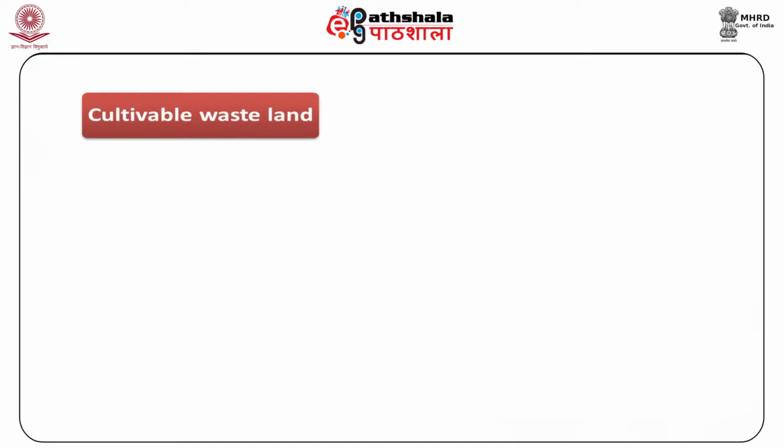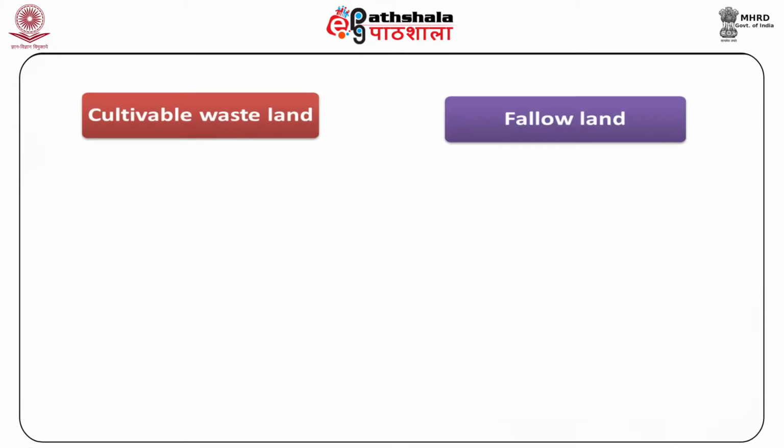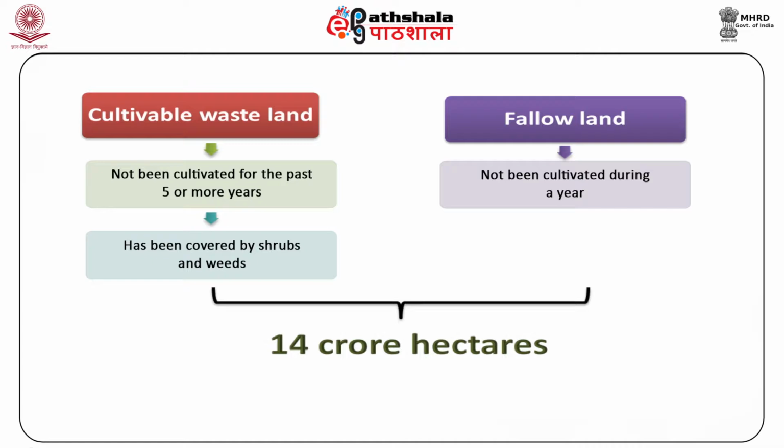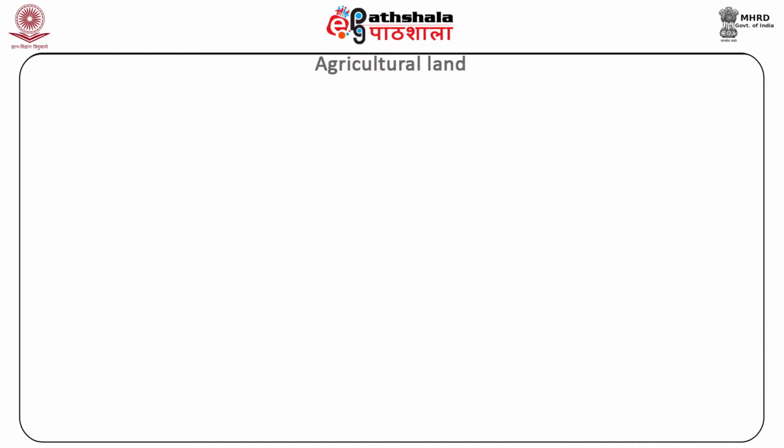Cultivable wasteland and fallow land. The cultivable wasteland is a fallow land which has not been cultivated for the past 5 or more years or has been covered by shrubs and weeds. On the other hand, fallow land is one which has not been cultivated during a year. In all, the total area that belongs to such usage accounts for 14 crore hectares.